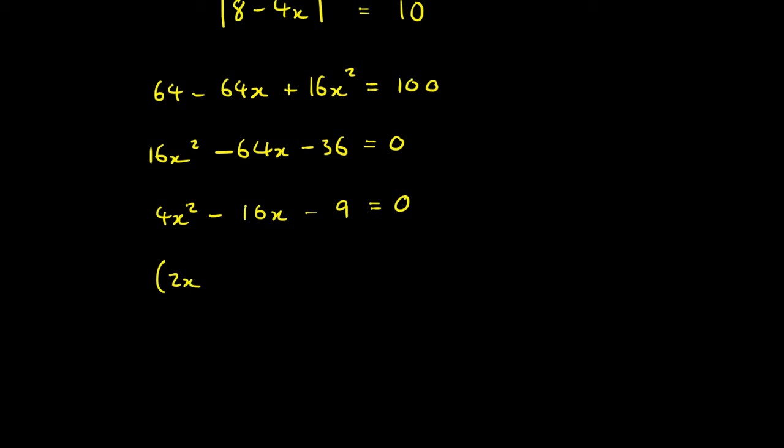And that I will factorize, I think. That will factorize to give here negative 9 and positive 1, right? And the reason for that, right, negative 9 times positive 1 gives you negative 9.